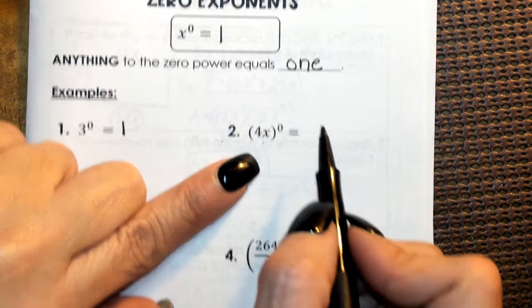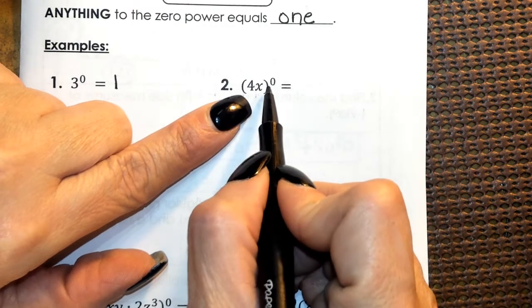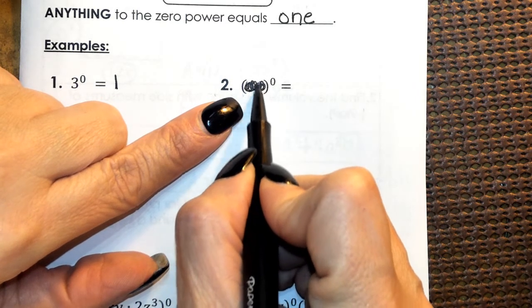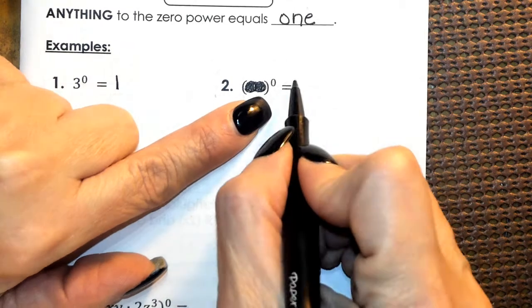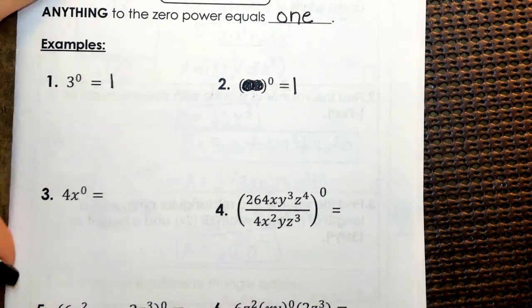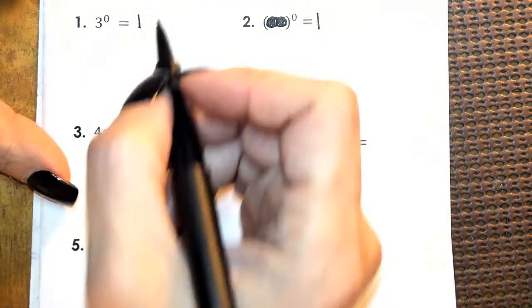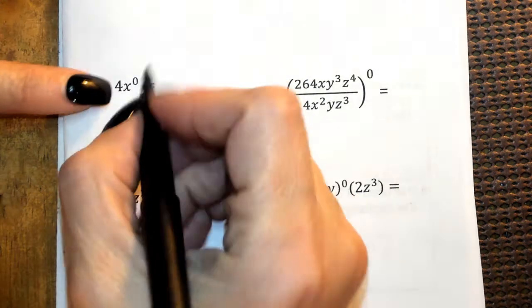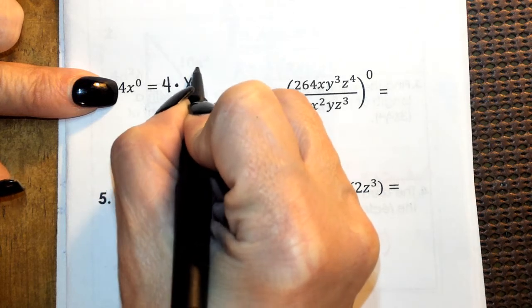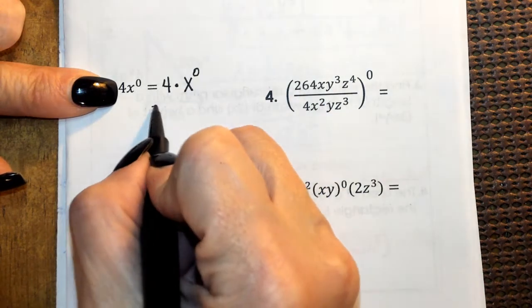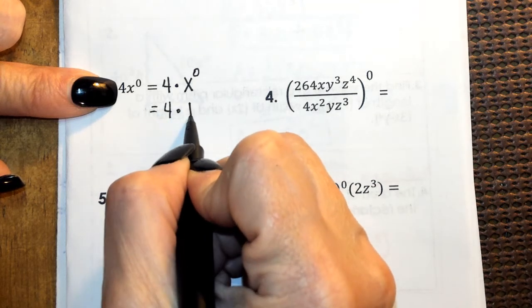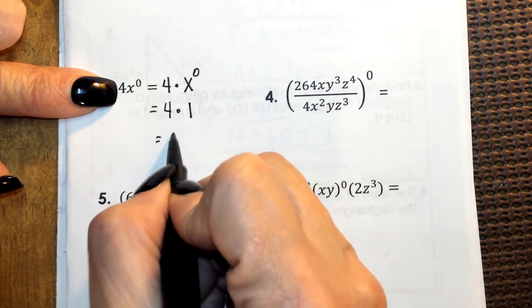So here's what I'm going to show you to do. When you have parentheses and you have a 0, go ahead and just color in anything that's on the inside of that, because that equals 1. It doesn't matter what's in there. It all equals 1. Okay, now be careful with this. This is 4 times x to the 0 power. Well, anything to the 0 power is actually 1. 4 times 1 is 4.